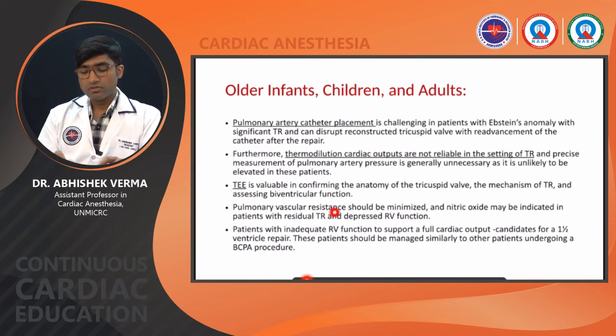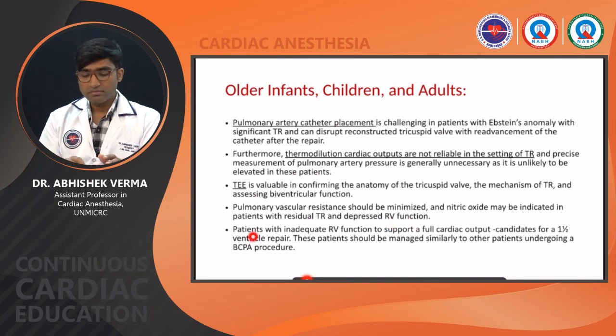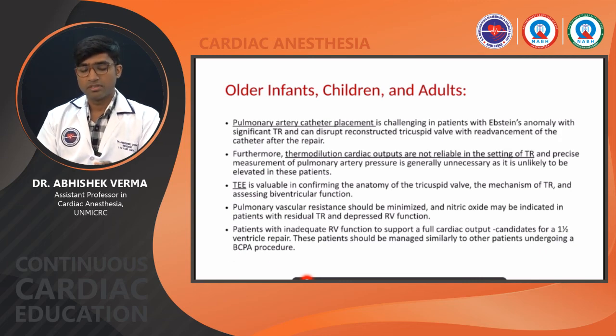Pulmonary vascular resistance should be minimized, and so we can use nitric oxide. We also provide support to the RV function. Patients with inadequate RV function to support a full cardiac output are candidates for the 1.5 ventricular repair. These patients should be managed similarly to other patients undergoing a BDG procedure or bicaval pulmonary anastomosis procedure.